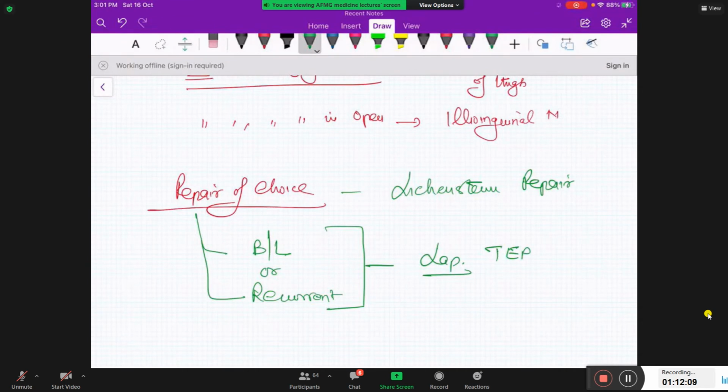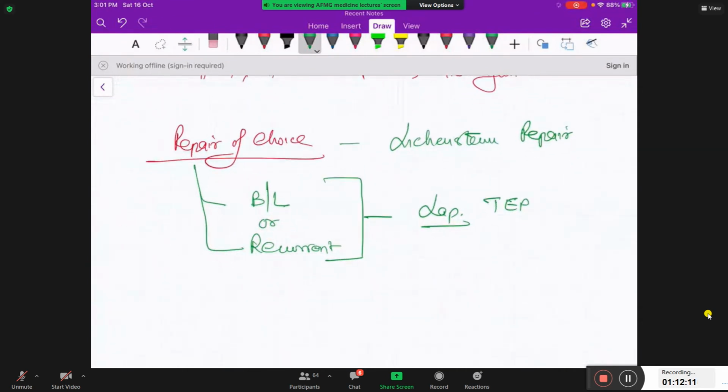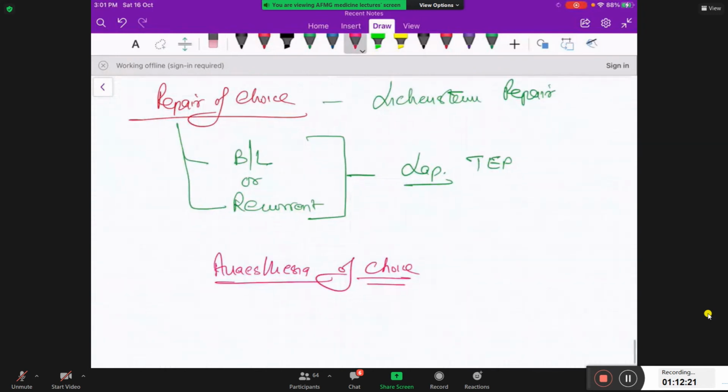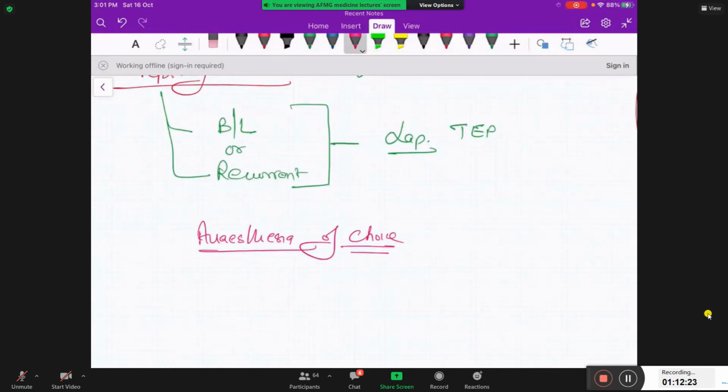Okay, now there is another very commonly asked question. What is the anesthesia of choice for inguinal hernia repair? Local anesthesia, spinal anesthesia, general anesthesia, or regional anesthesia.